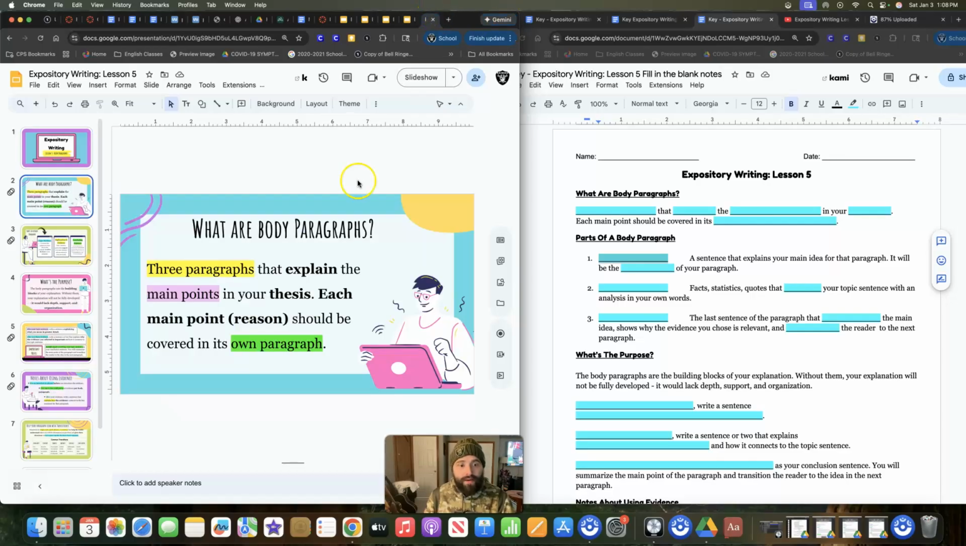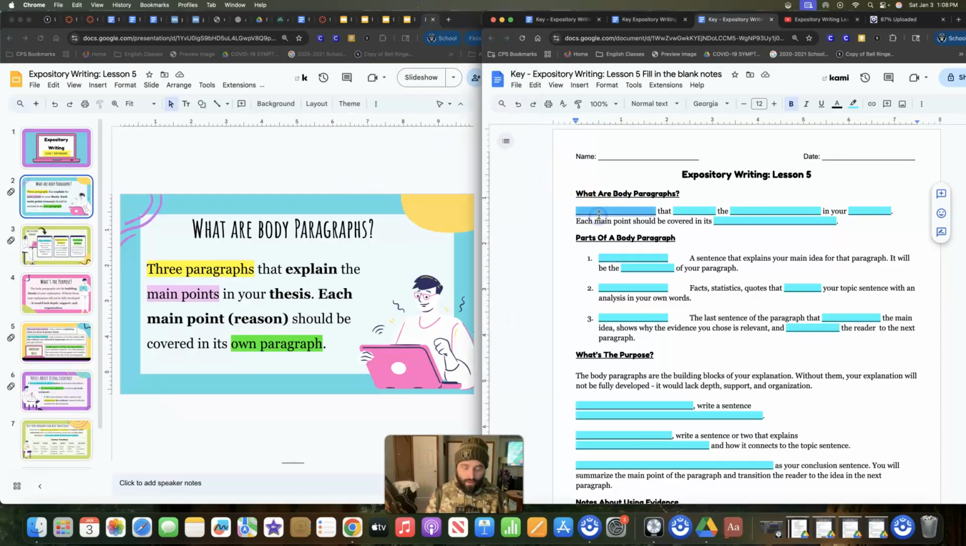But we need to be in body paragraphs. And so body paragraphs are 3 paragraphs that explain the main point in your thesis. Okay, each main point should be covered in its own paragraph. For now, we are not doing 3. We are only doing 2. But in a nutshell, it should be about 3.